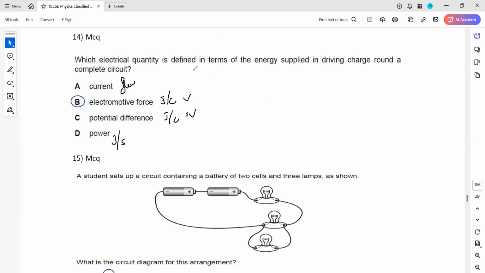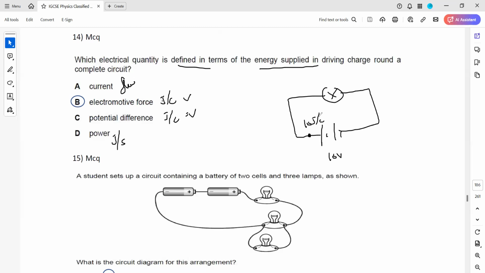So which electrical quantity is defined in terms of energy supplied in driving the charge around? How much energy is supplied to move the charge around the circuit? If we have a 10 volt supply, and we have 1 coulomb of charge, how much energy will be supplied to this charge? 10 joules of energy is supplied to the charge so that it can move around the circuit. Energy supplied to a charge to move it around the circuit, we call that EMF or electromotive force.